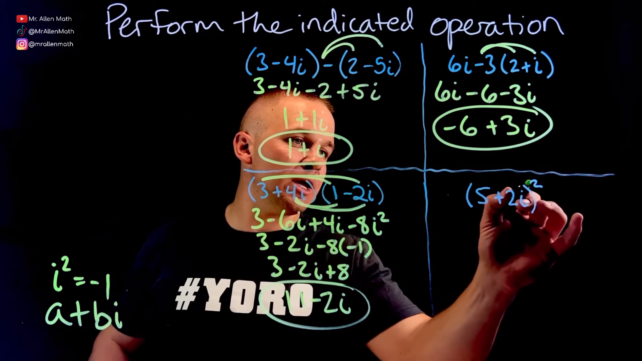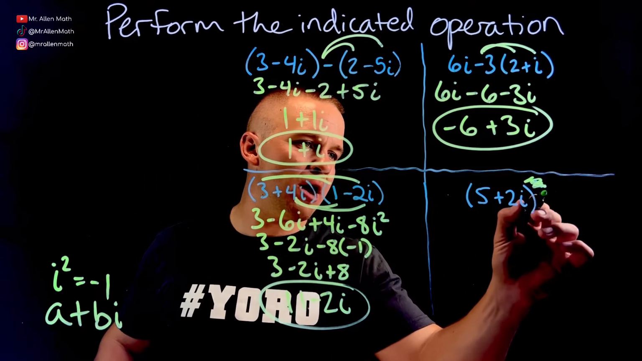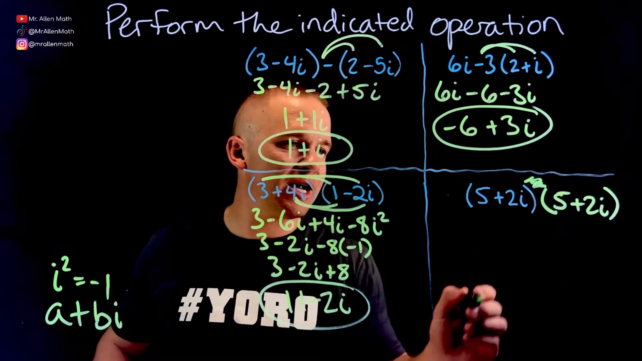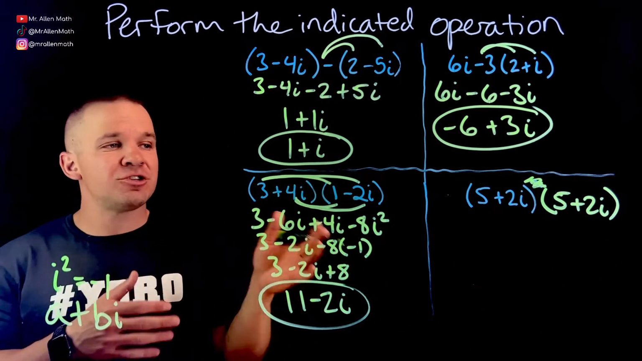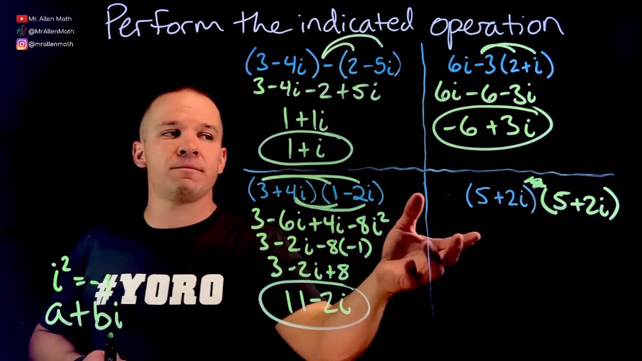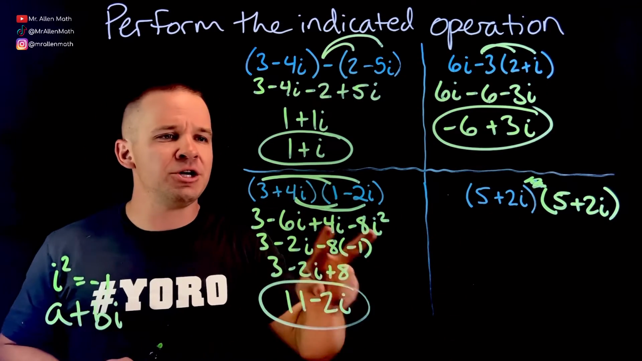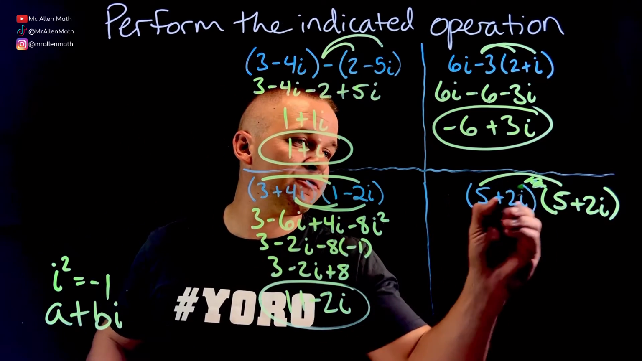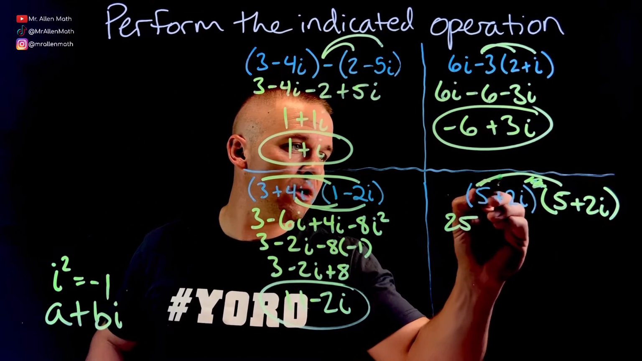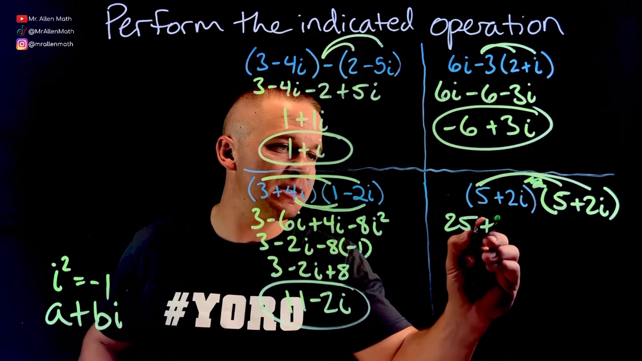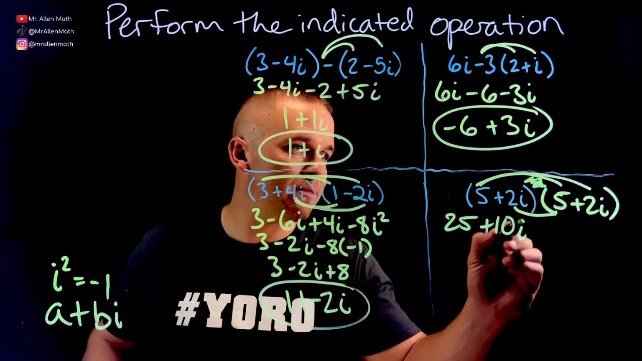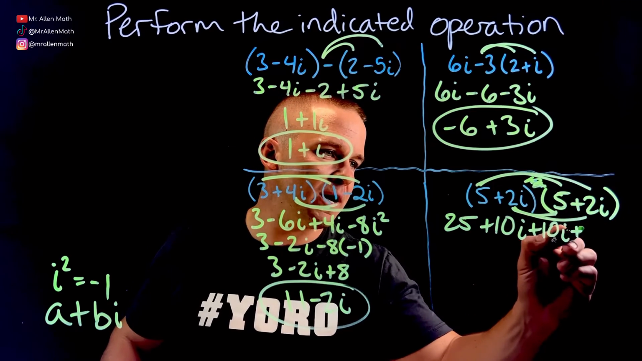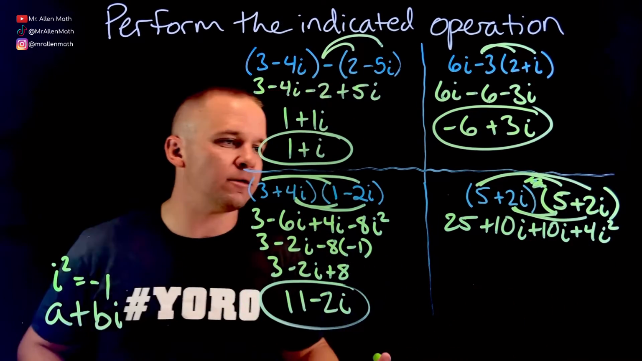What we could do is, I'm just going to ignore that guy there and rewrite it, right? I'm going to scribble it out, rewrite it next to it, and oh my goodness, did I just transform this problem that I wasn't sure what to do into a problem I literally just did? Yes. So now I'm going to have 5 times 5 is 25. 5 times 2i is +10i. 2i times 5 is going to give me +10i. And then 2i times 2i is +4i squared.